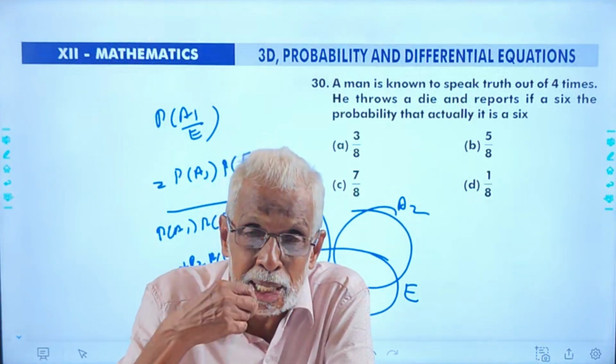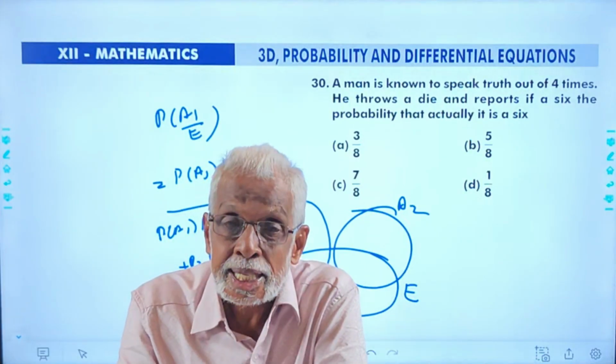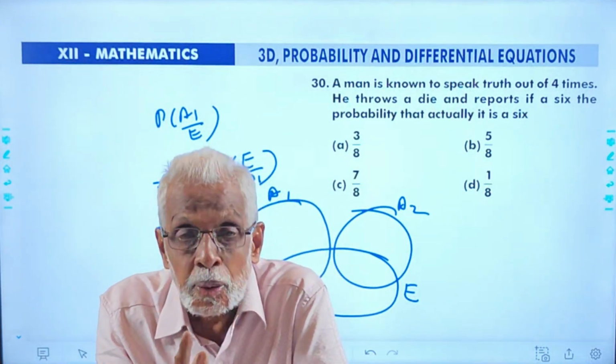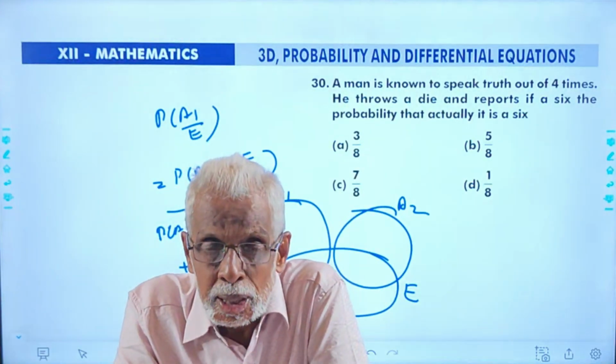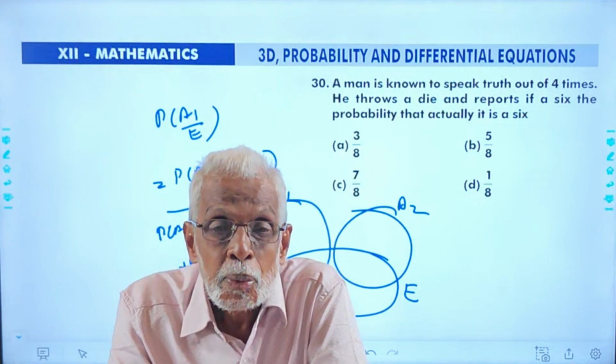Not given in the question because he throws a die. Therefore, getting a 6 is 1 by 6. Getting not a 6 is 5 by 6. Probability of A1 is equal to 1 by 6. P of A2 is equal to 5 by 6.